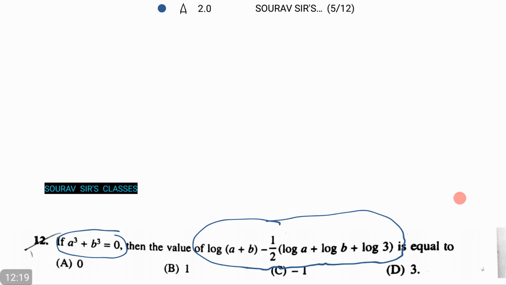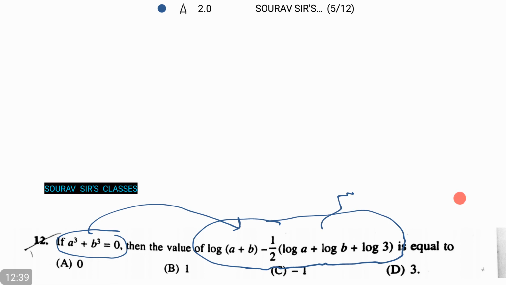Now, if you look at it from a layman's perspective, you will be perplexed how you will take a and b from this a cube plus b cube and incorporate that into log, and then find out the answer. It is not at all that perplexing. Let me just tell you this.